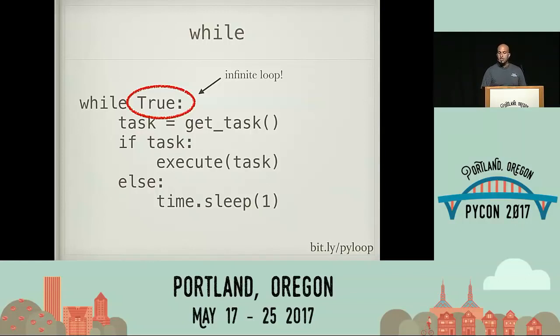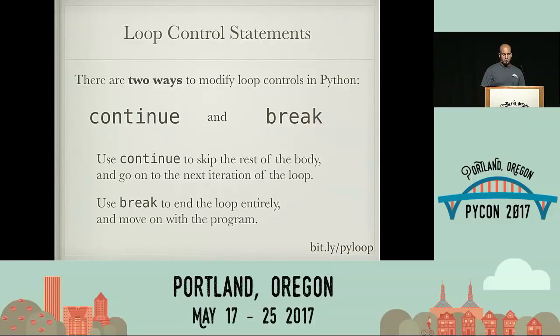But fortunately, Python gives us some language constructs to be able to customize how we deal with our looping. There are two loop control statements in Python. There's continue and there's break. Continue allows us to skip the rest of the body of the loop and go right back up to the top to continue on to the next iteration. And break says, you know what, actually, I'm done with this whole loop thing. We're just going to break entirely out of this loop construct and keep on going with the program.